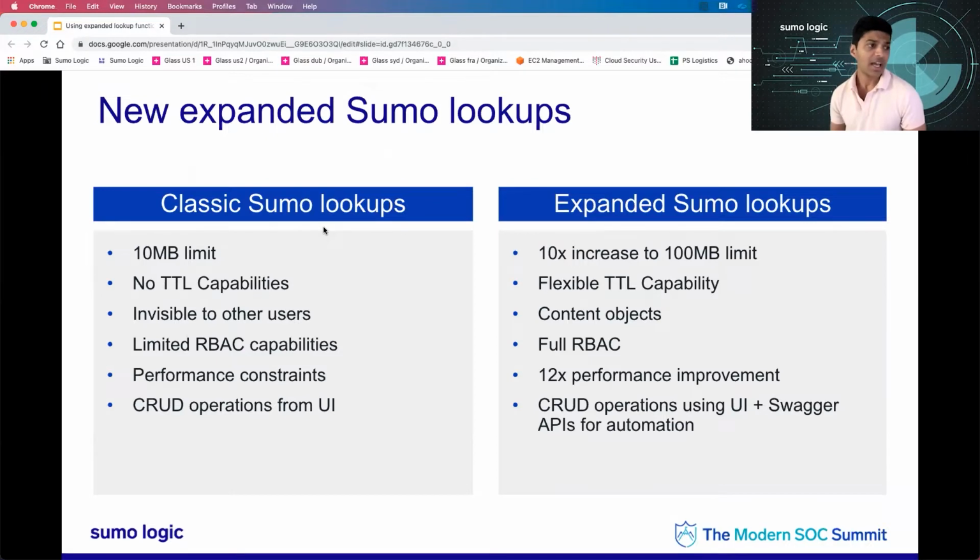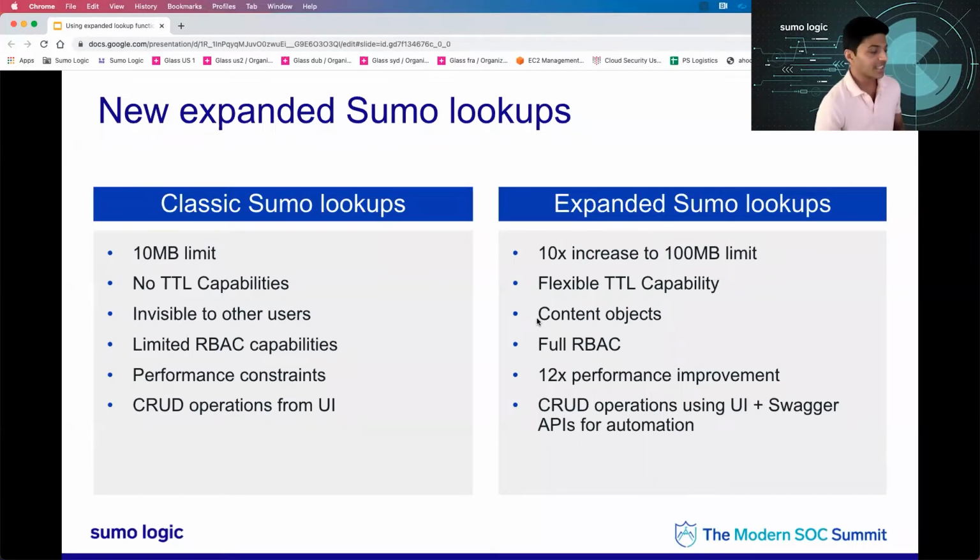The next thing is the expanded Sumo lookups are now treated as content objects, right? As opposed to the classic Sumo lookups, which are pretty much invisible to other users, right? When I create a classic lookup, I know where it exists, but no other user in that same account has visibility into that lookup file. With the expanded Sumo Logic lookups, we now treat these as content objects, just like any other dashboard, alert, or search that you have in your account, right? This gives you full visibility about what the different lookups existing in your environment are.